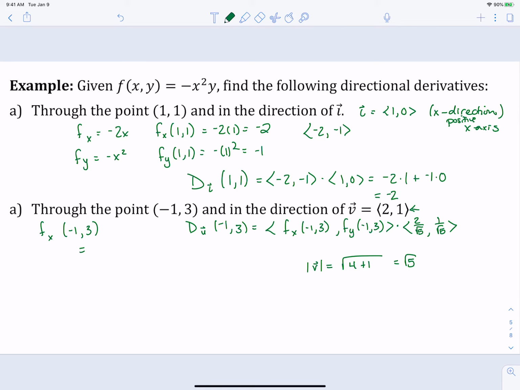So we get -2 times -1, which is 2, in our partial derivative in the x direction. Our partial derivative in the y direction, we're going to get the opposite of -1 squared, which is going to give us -1. All right. So now we can set up this vector. We're going to get 2, -1, and then we're going to dot that with 2 over the square root of 5, and then 1 over the square root of 5. So our slope is going to be 4 over the square root of 5, and you know what?